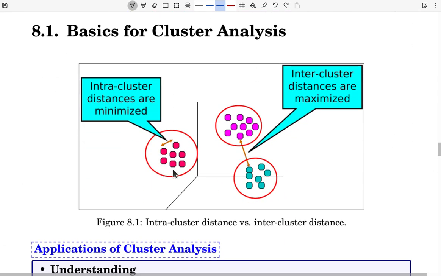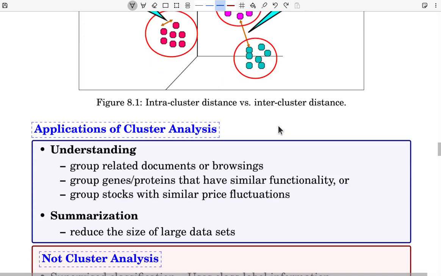Okay, here in this picture, the cluster analysis is illustrated. Originally we have three groups of objects, so once you recognize groups, the intra-cluster distances are minimized, however the inter-cluster distances are maximized. This technique has applications, and the major task is in understanding and summarization.